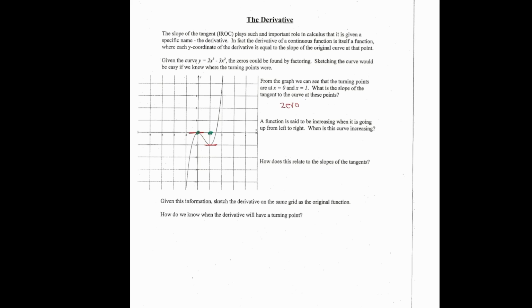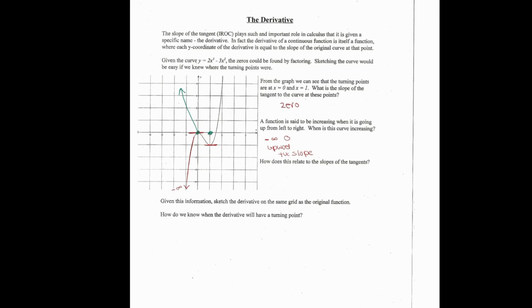A function is said to be increasing when it's moving up from left to right. So if we take a look at the parent function, or the original function, and we assume that this is going down forever to infinity, the slope here is increasing from negative infinity to 0. So we can say that from negative infinity to 0, we have an upward, or positive, slope, which means that my graph of my derivative is also going to be upward and positive from that point.